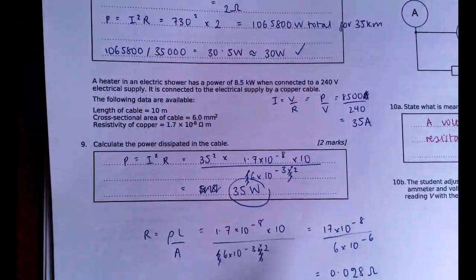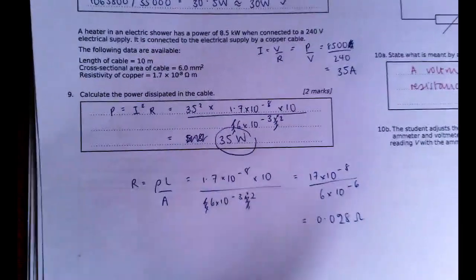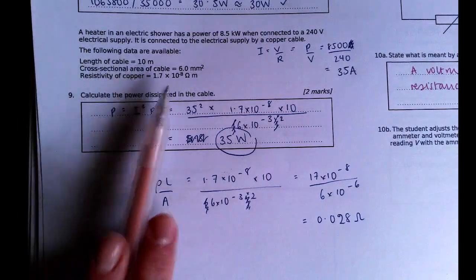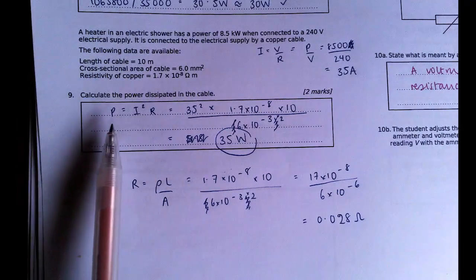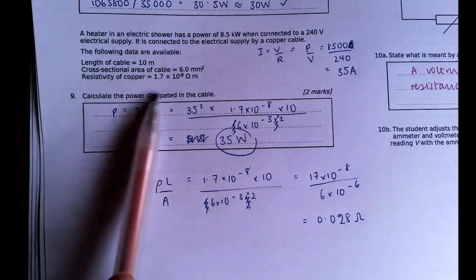Then in the next question, you've got an electric shower with a power rating of 8.5 kilowatts. It's connected to 240 volts, and you're given some values for length, area and resistivity, and you're asked to find the power dissipated in the cable. So I would use I squared R.